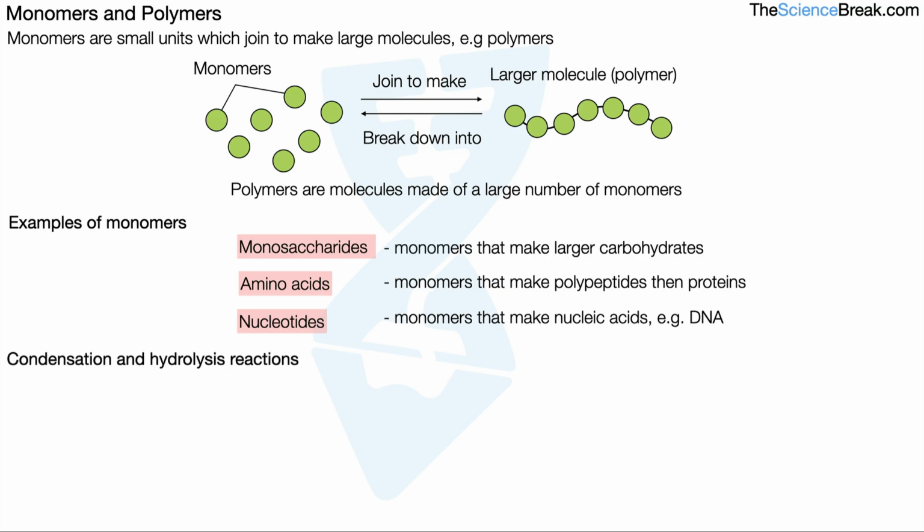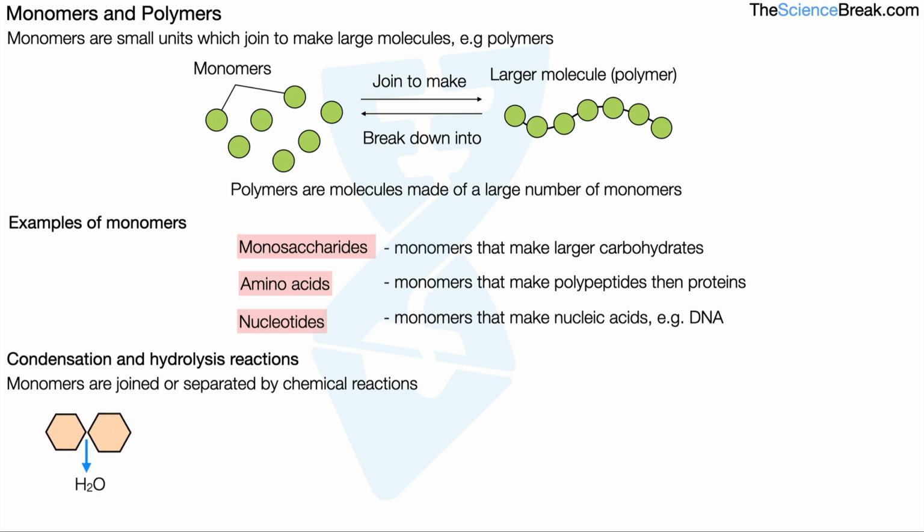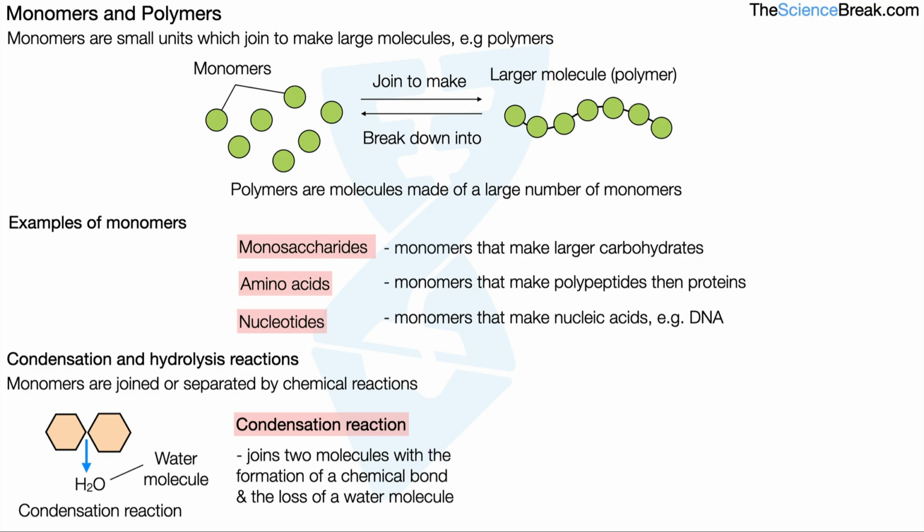Condensation and hydrolysis reactions. Monomers are joined or separated by chemical reactions. Here are 2 monomers that are being joined together. There they are, joined, but we have the removal of a molecule of water, and this type of reaction is called a condensation reaction. So, here's our water molecule, and a condensation reaction joins 2 molecules with the formation of a chemical bond and the loss of a water molecule.